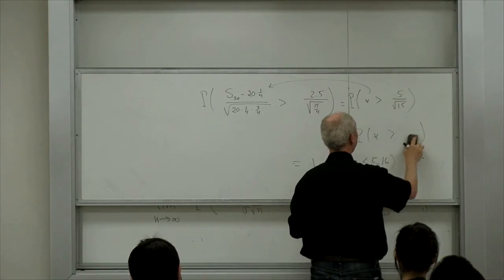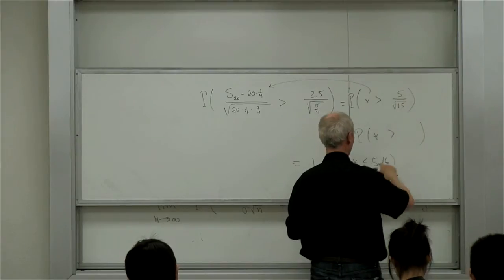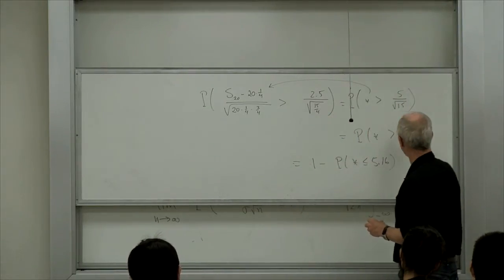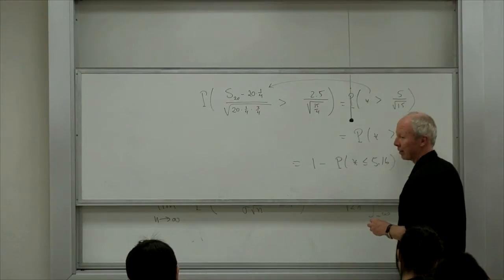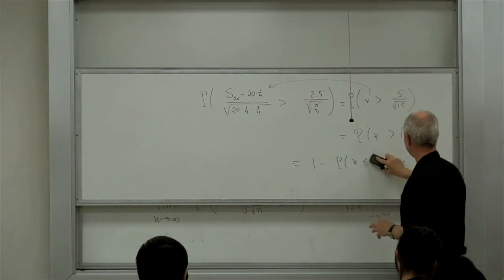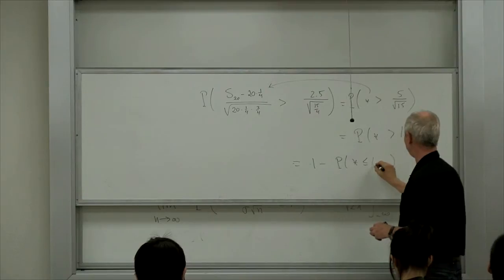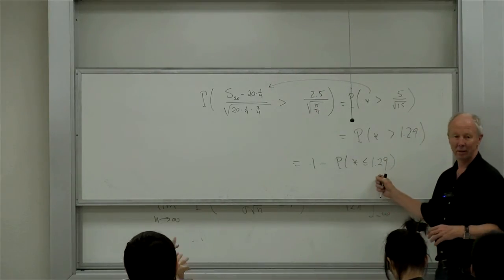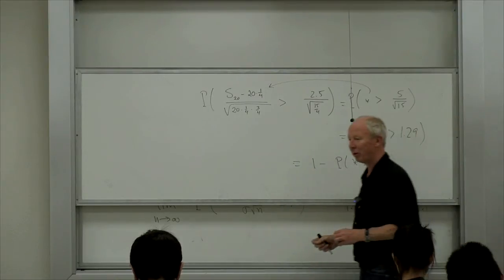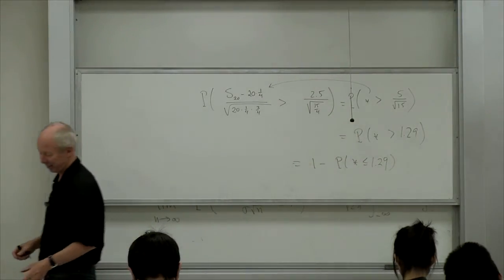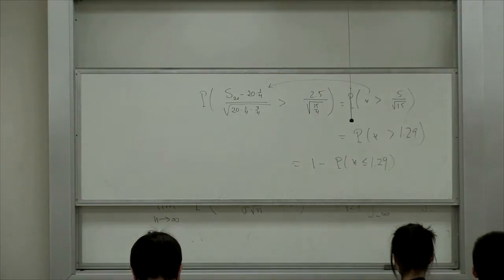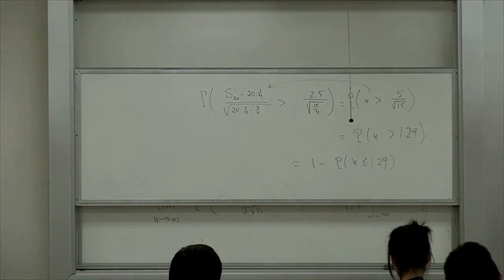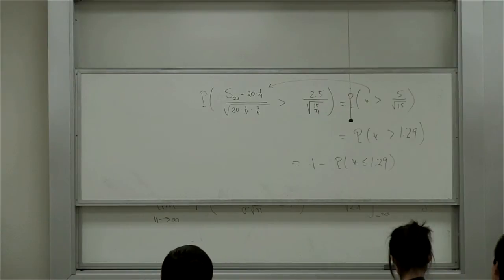So now, and that was 1/4 of what we had. So 1/4 of this is 1.29. So how do we find that? Now we use the table. Okay, and so I'll do that. Table 2.